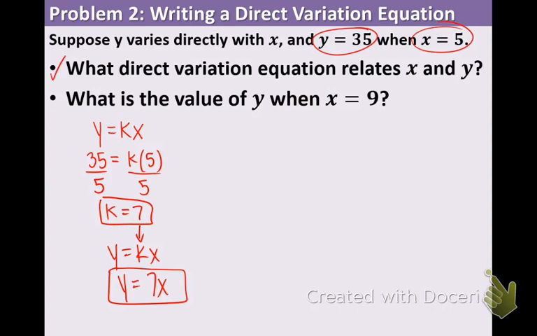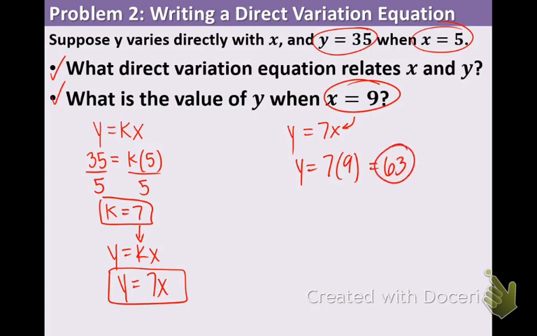Now, what is the value of y when x equals 9? Well, here's our equation. X equals 9. We are going to plug that number in. So y equals 7 times 9, and that is 63. So we just finished the second bullet point. Feel free to pause here if you need to catch up, or rewind if you need to rehear that.